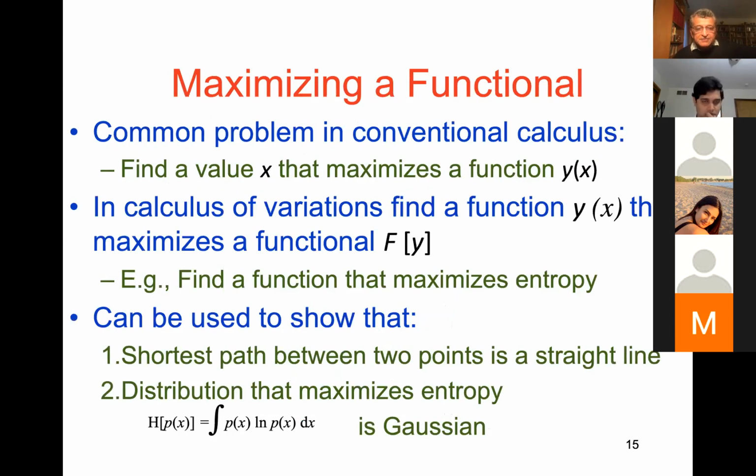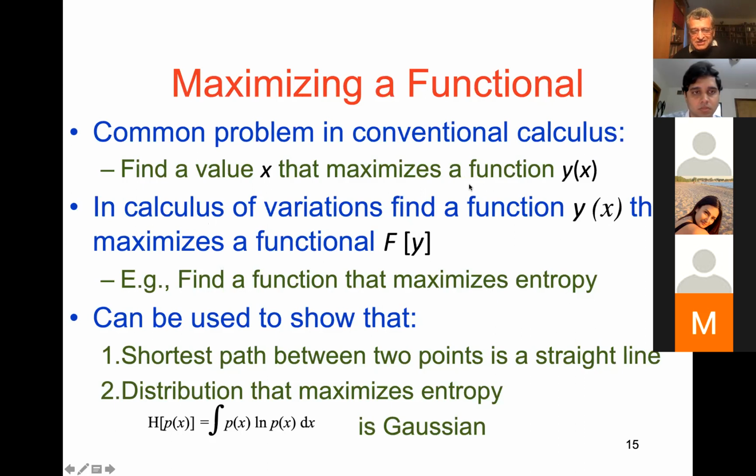And maximizing or minimizing a functional. The Kullback-Leibler divergence we just talked about leads to a functional that we need to minimize. Okay, a common problem in conventional calculus: find values of x that maximize a function y of x. Calculus of variations: find a function y of x that maximizes a functional. So which function is best? Example: find a function that maximizes entropy.